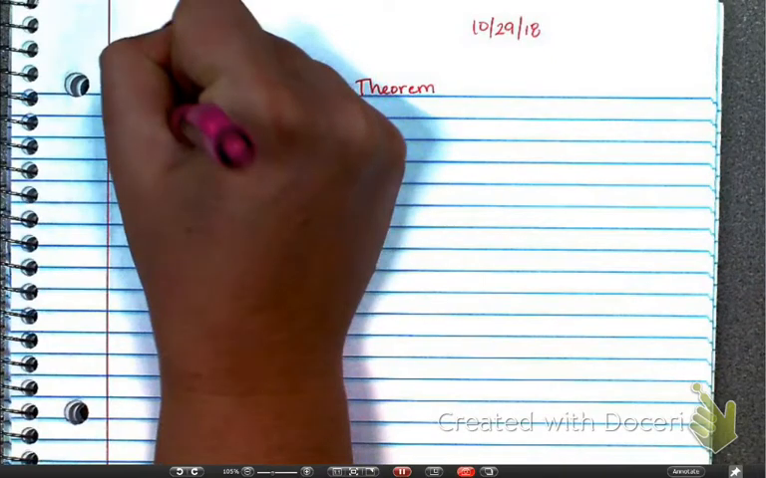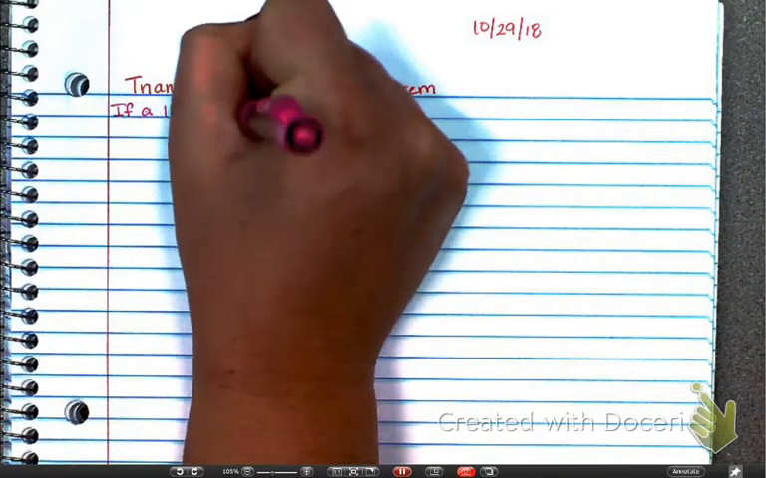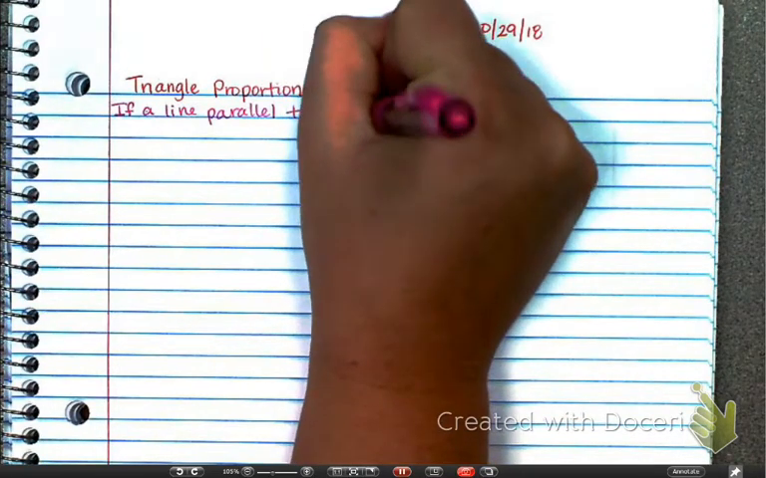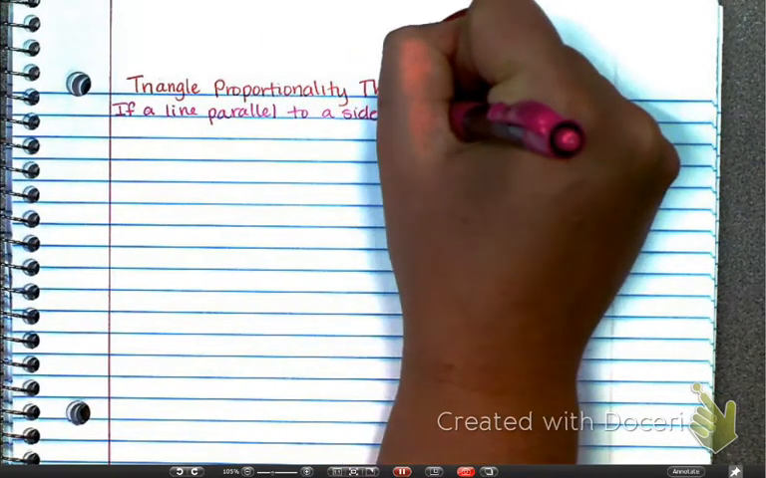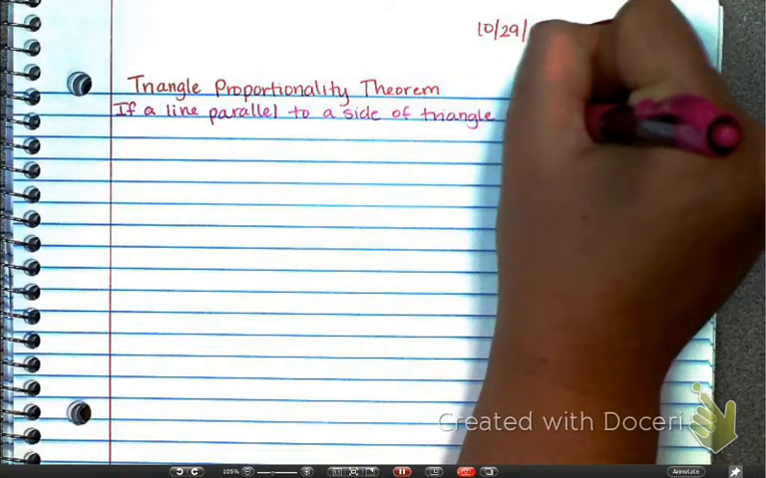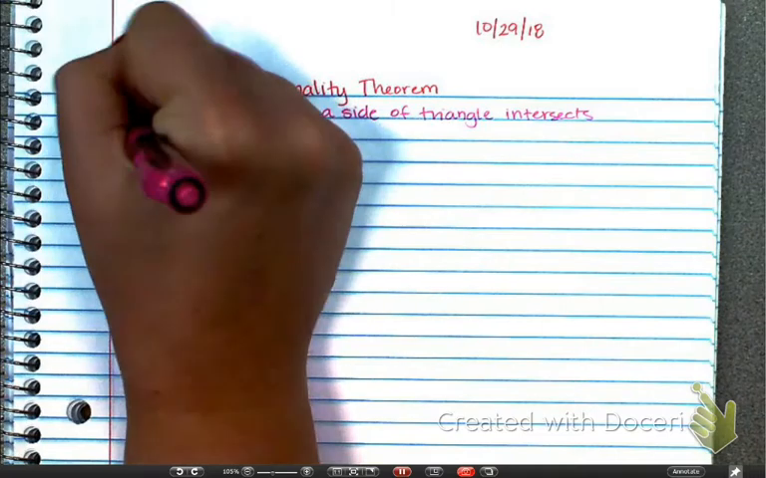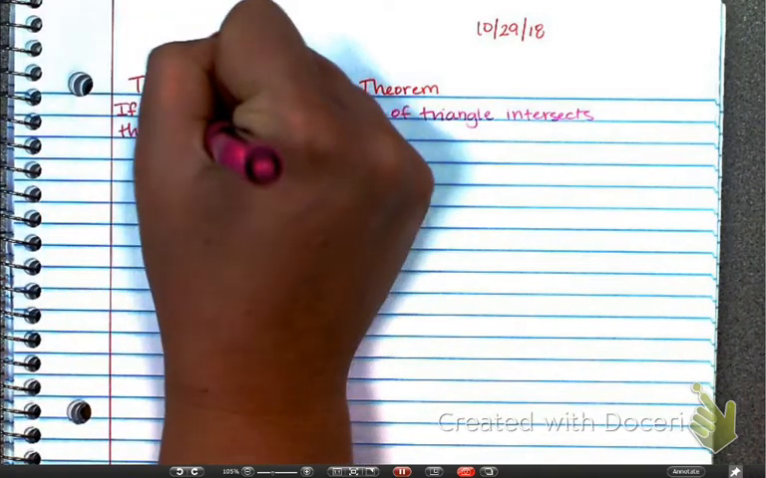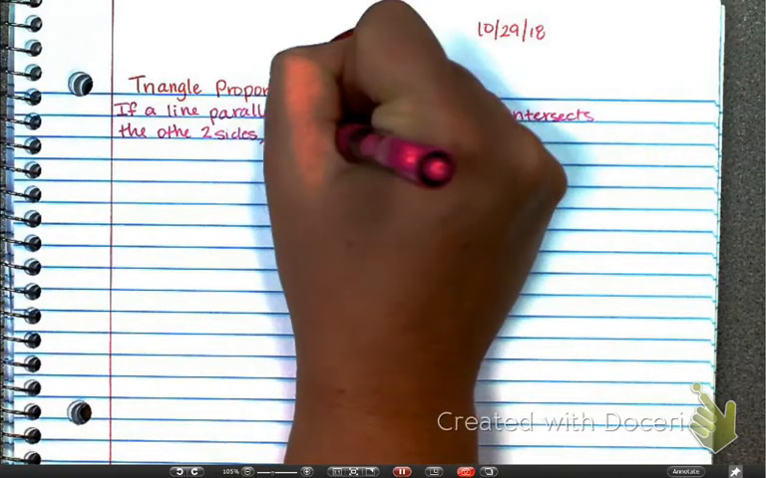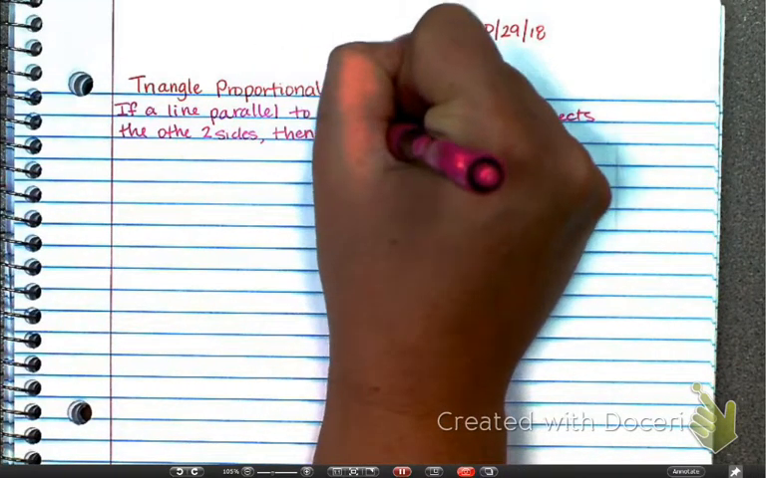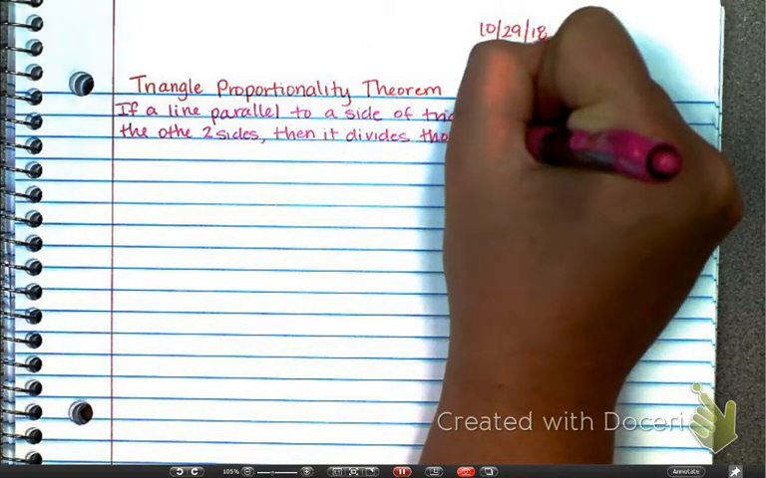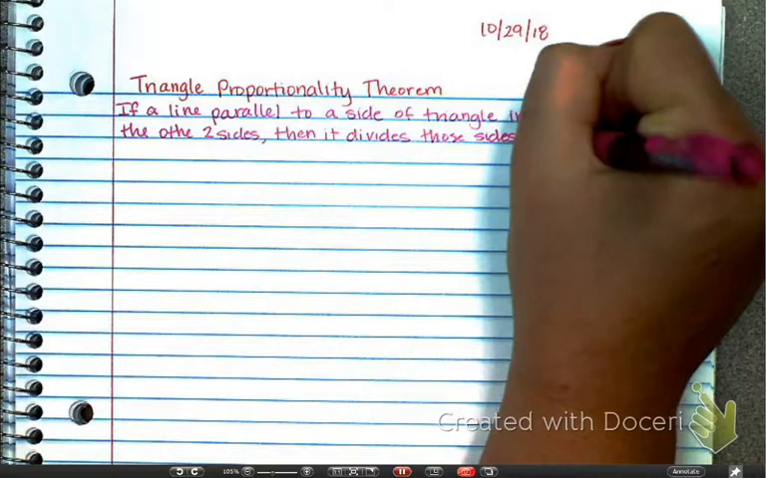if a line parallel to a side of a triangle intersects the other two sides, then it divides those sides proportionally. And I'll explain what all that means.